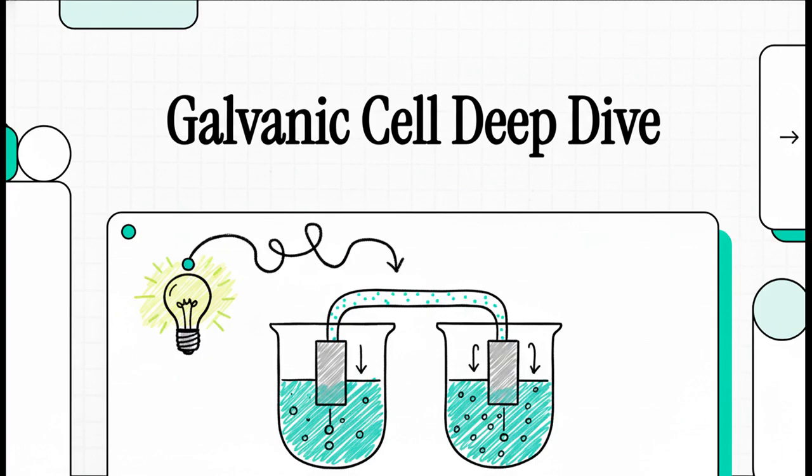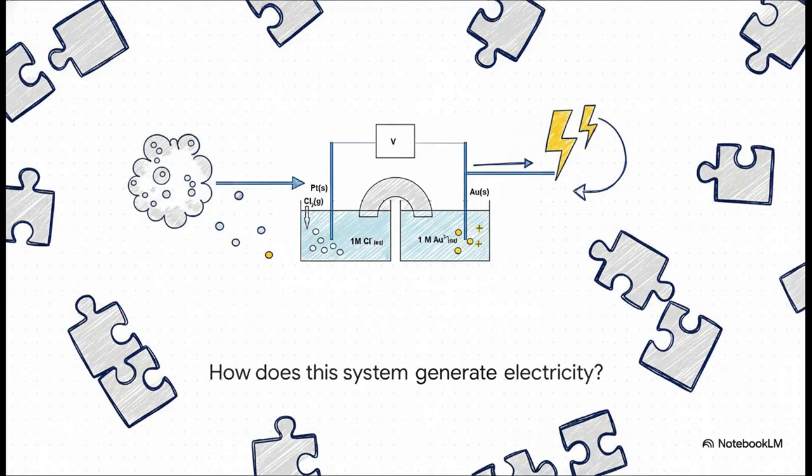Let's dive right in. Okay, so here's our setup. Looks a little complicated, right? On one side, you've got a platinum electrode with chlorine gas bubbling around it. On the other, a solid gold electrode sitting in a solution of gold ions. Right now, they're just two separate beakers, but once we connect them, they become a power source. The real question is, how? Stick with me and you'll get it.